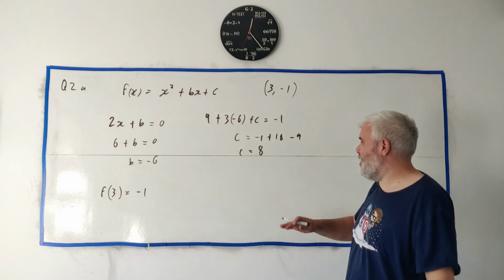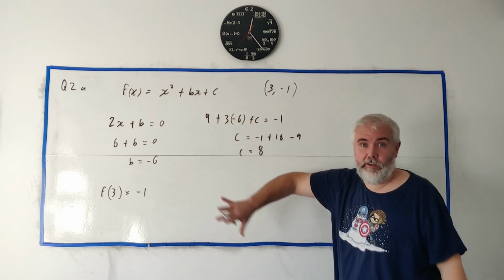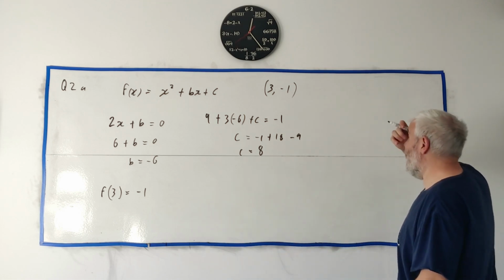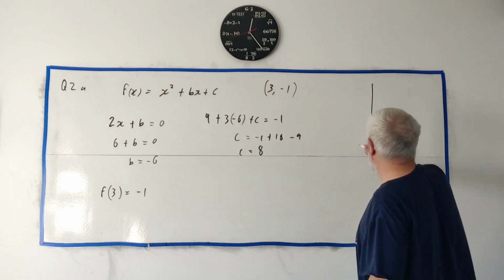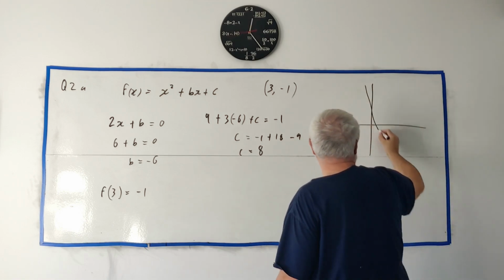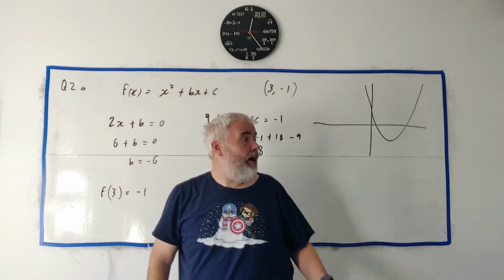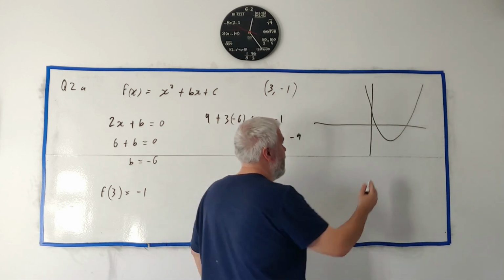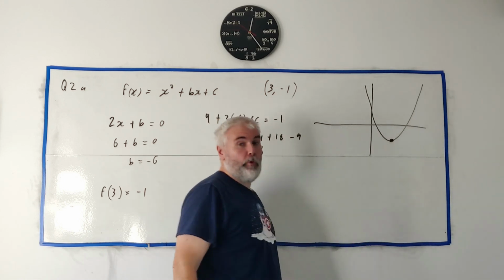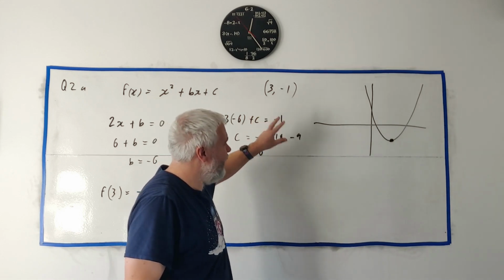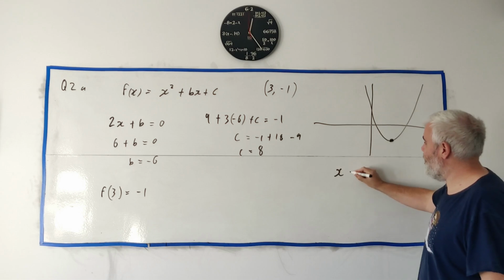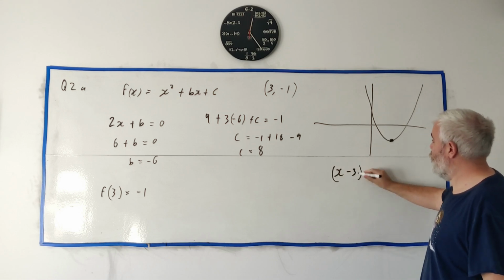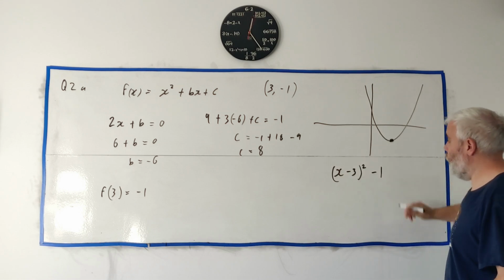The other way to do this, which, it wasn't that long a question, but it's even shorter again, is knowing the shape of a quadratic. Well, I guess I don't know where the xy axis is, but let's just say it's something like this. I know the minimum point is (3, -1). This is the minimum point here. But that tells me that an equation for this has to look like this: (x minus 3) squared minus 1.